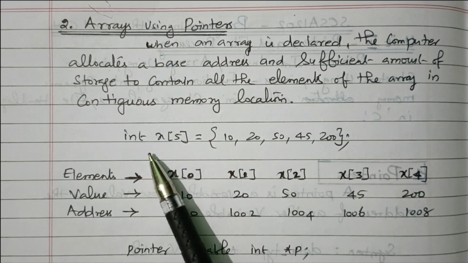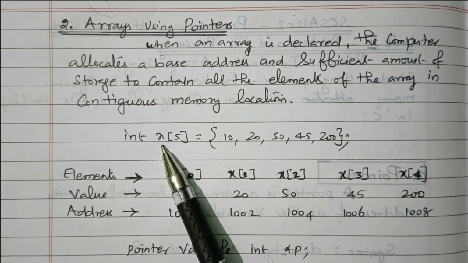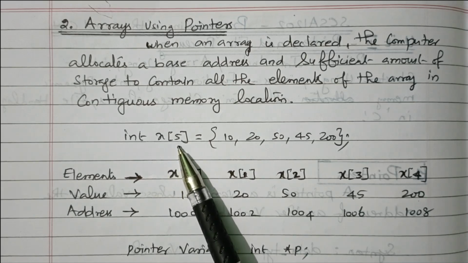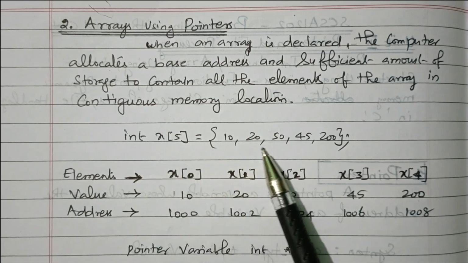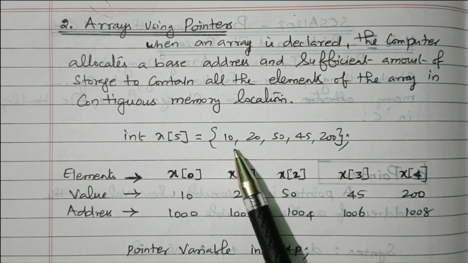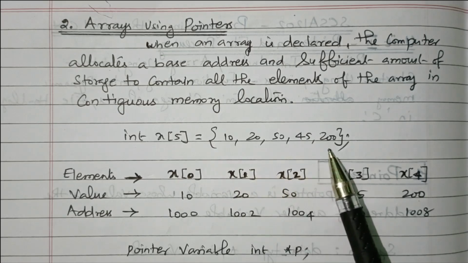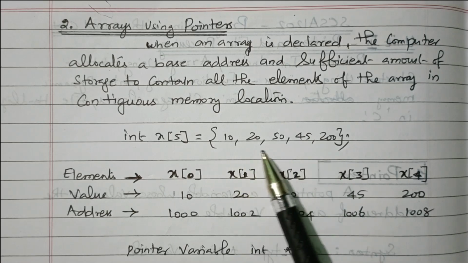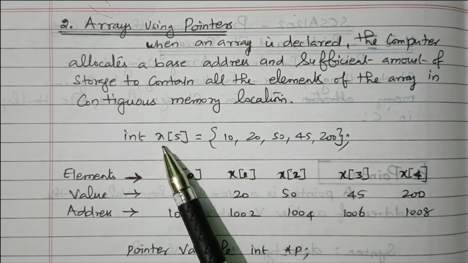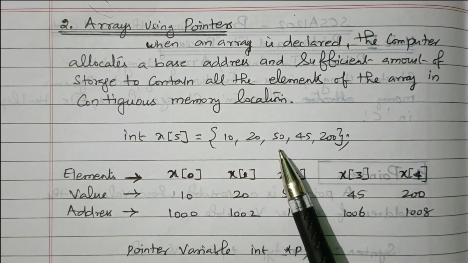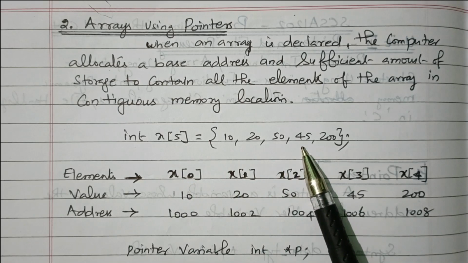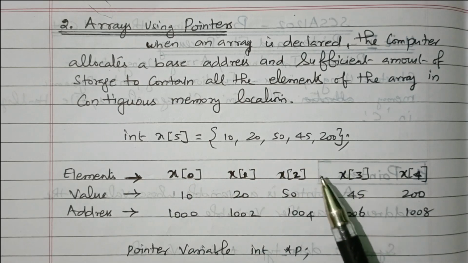For example, int x[5]. What is the meaning? x is the variable name, the array name. A maximum of 5 elements we can store. The type is integer. The array elements are given here itself. Open the brace: 10, 20, 50, 45, 200. So these are all the 5 array elements. That is, x[0] is 10, x[1] is 20, x[2] is 50, x[3] is 45, x[4] is 200.